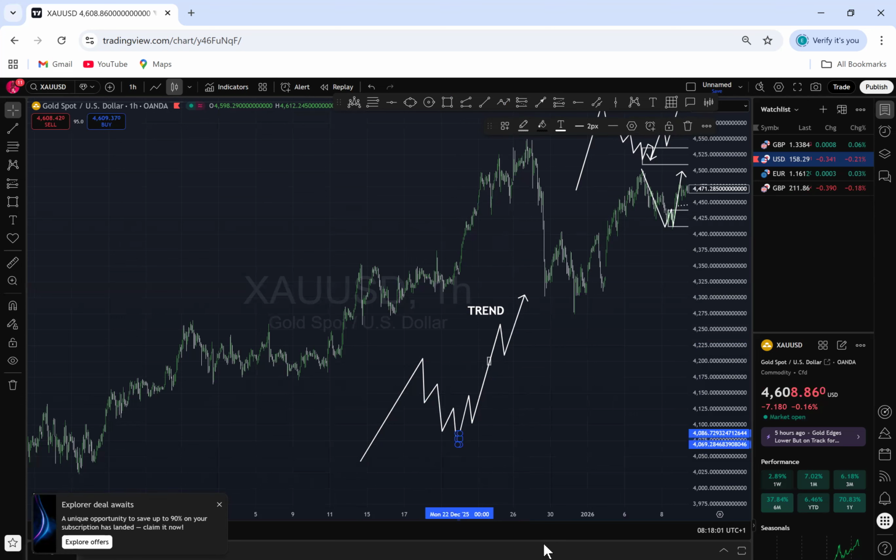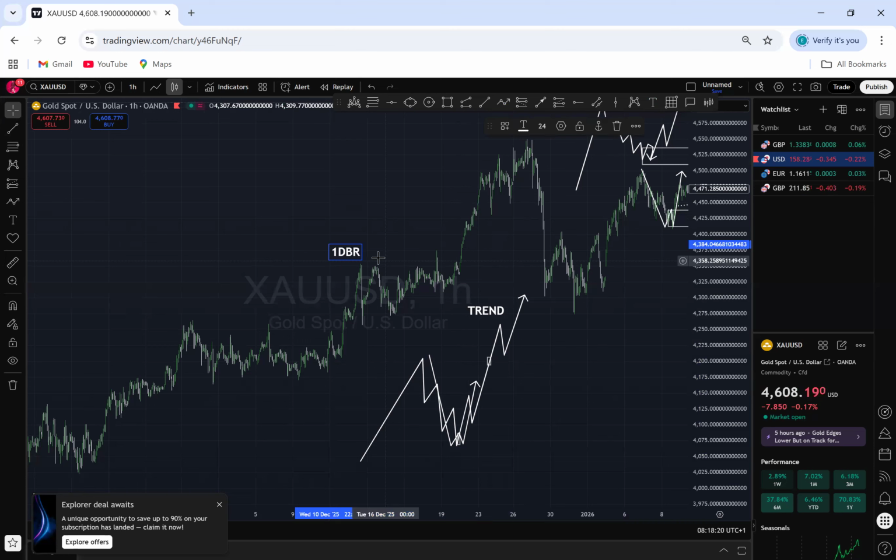There are two types of demand zones here. First, we have a drop here, a base, and then a rally, right? Which is the first type, which is a DBR, right? That's number one. Then the second type we have is a rally-base-rally.